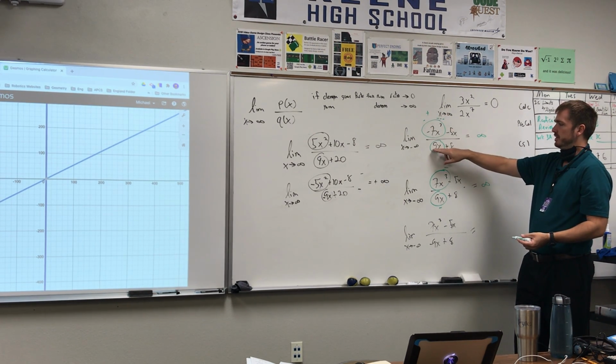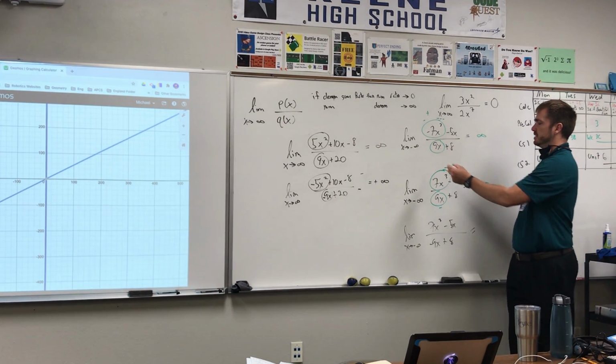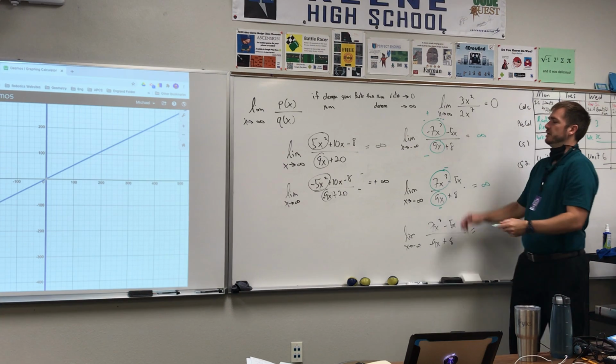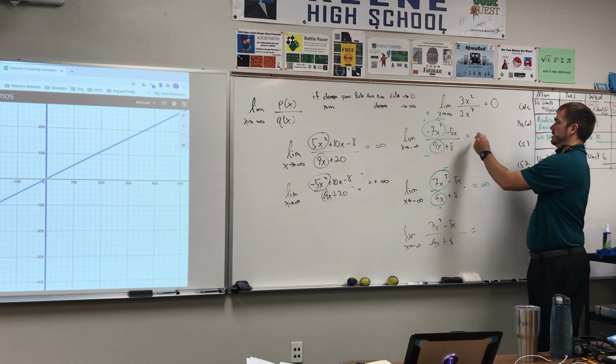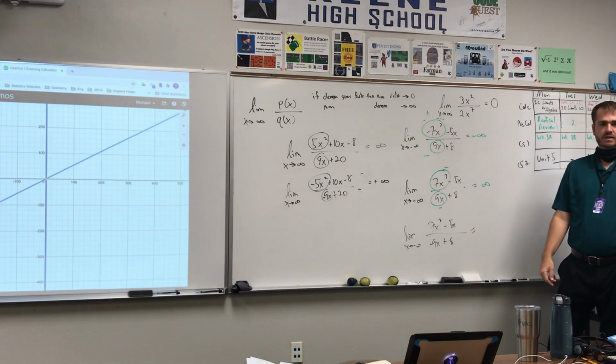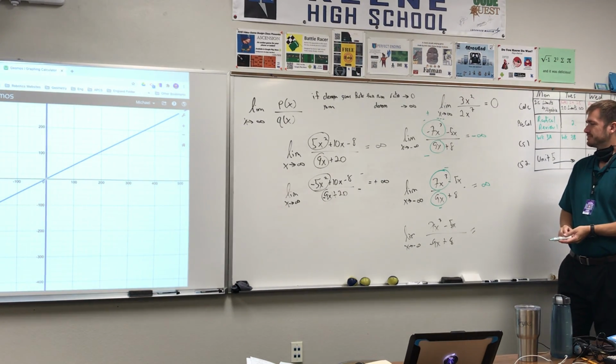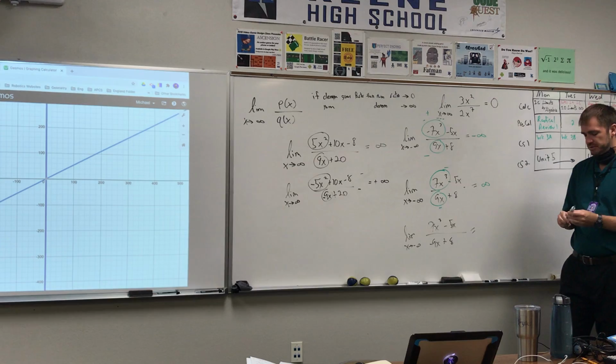In the denominator, 9 times x. X is always negative, so it's a positive times a negative, so it's going to be negative. We have a positive in the numerator, negative in the denominator. Positive over negative is a negative. So sorry, that's what I was saying a little bit earlier.